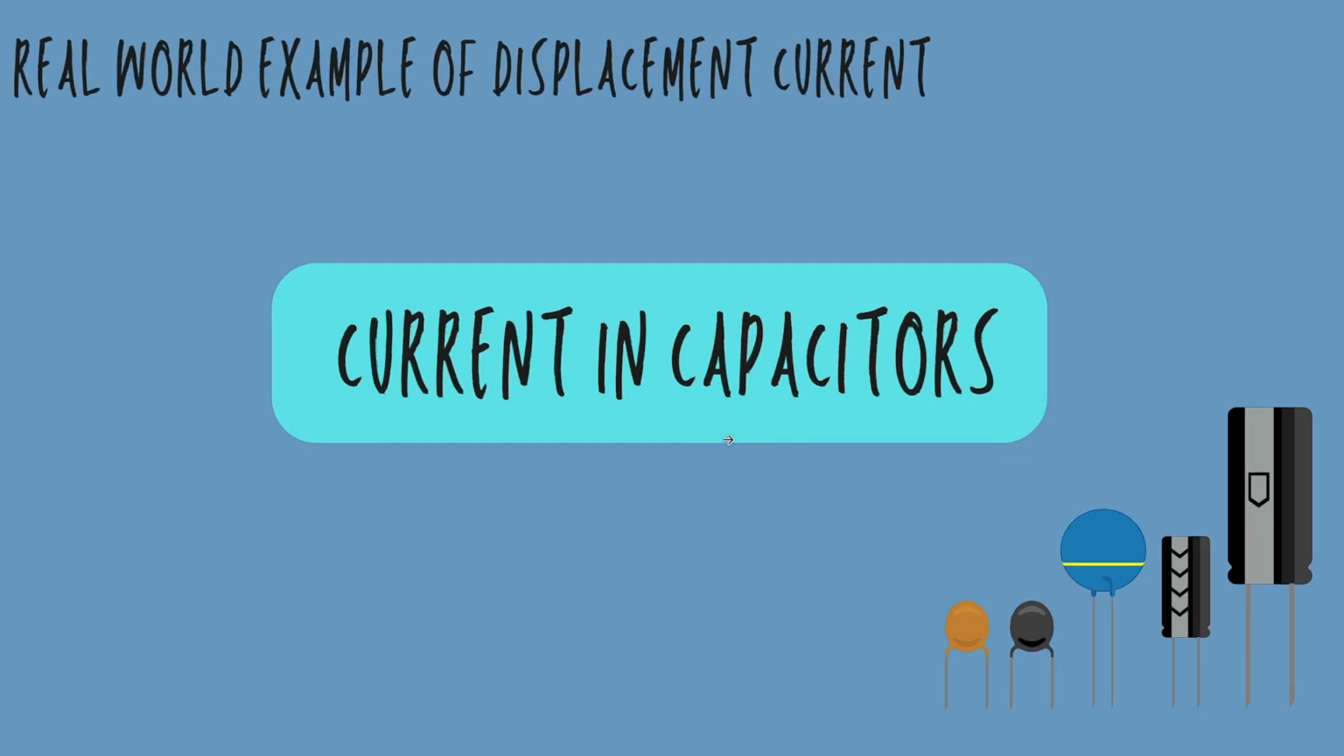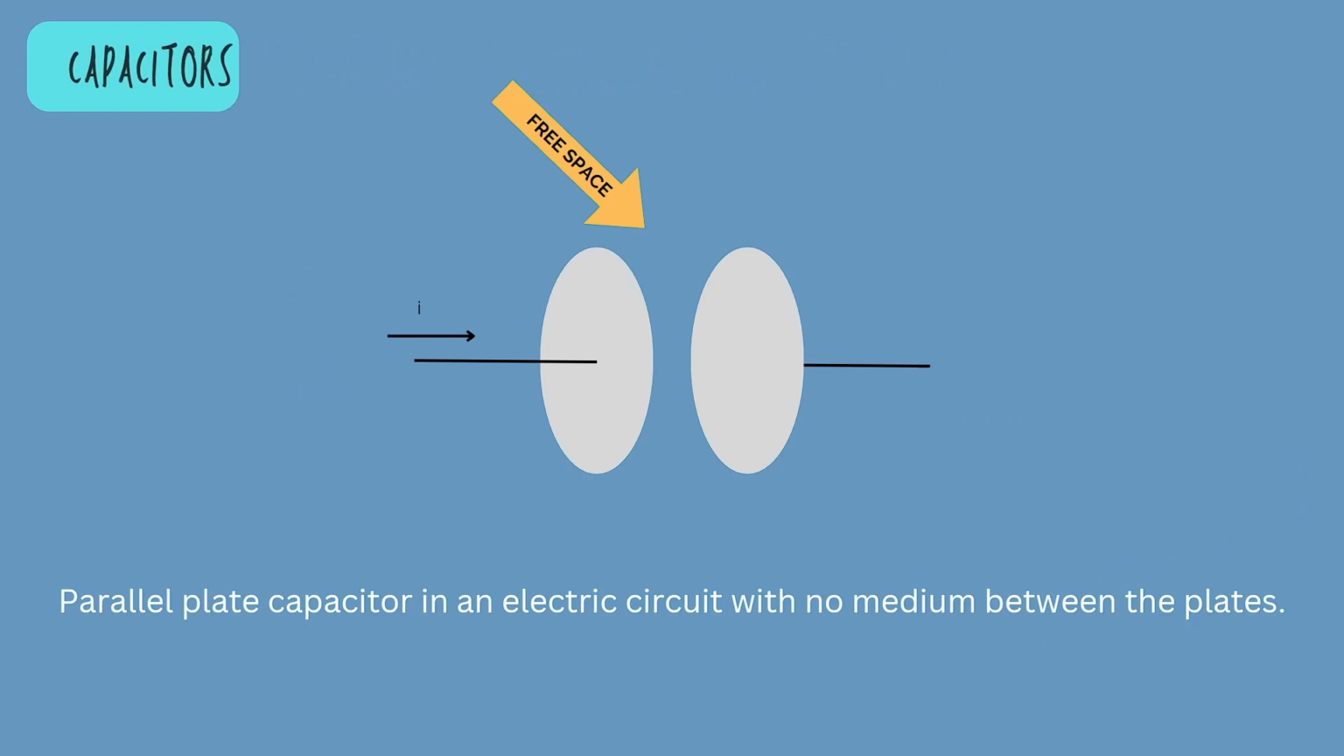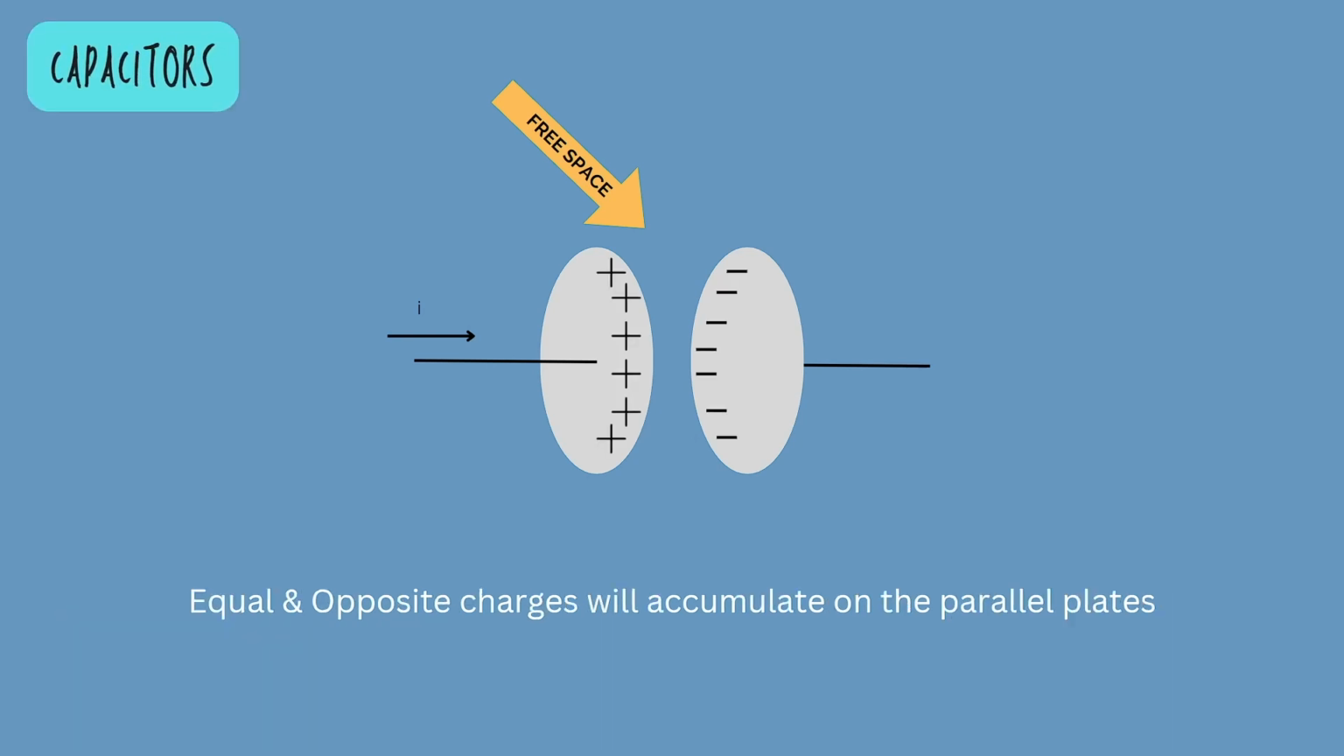Now, I would like to talk about the real world example of displacement current, which is the current in capacitors. The diagram above shows a parallel plate capacitor in an electric circuit with no medium between the plates, which means there is free space between the plates. When the circuit is turned on, equal and opposite charges will accumulate on the parallel plates. As you can see from the diagram, positive charges accumulate on the left plate, whereas negative charges accumulate on the right plate.